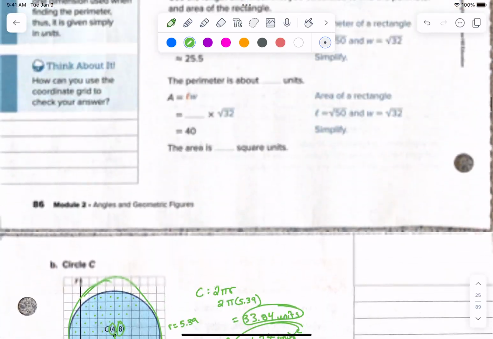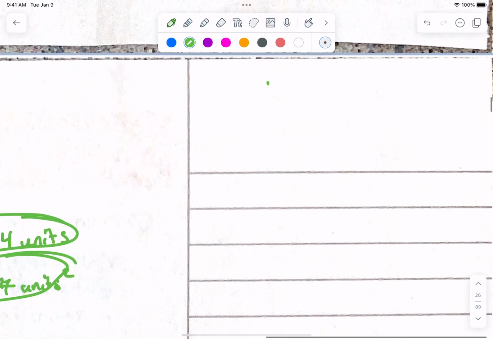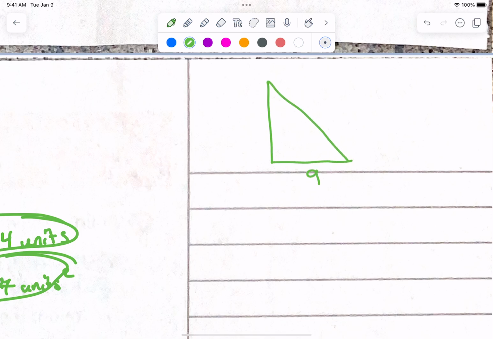Should we do a triangle? Okay, let's do this one. I'm gonna make this one up. A right triangle. Okay, find the perimeter and find the area of that triangle. Perimeter and area of that one.